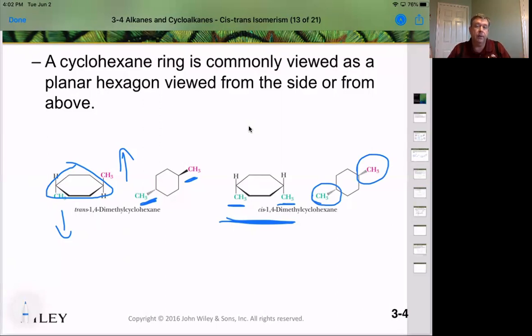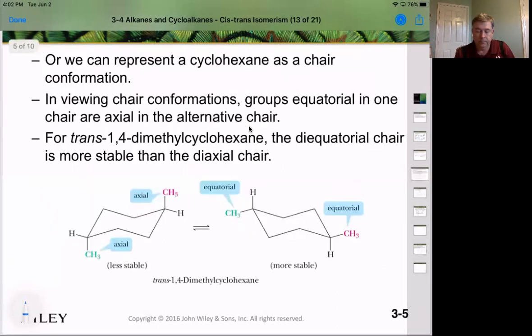It's just all about perspective. The point is, when you have 2 different wedge types on a ring like this, you have the trans configuration. And when you have the same wedge types on the skeletal configuration, you have the cis configuration. Okay, so what if we represented this as the chair versus boat configuration?